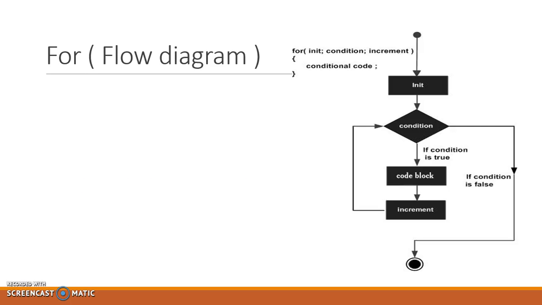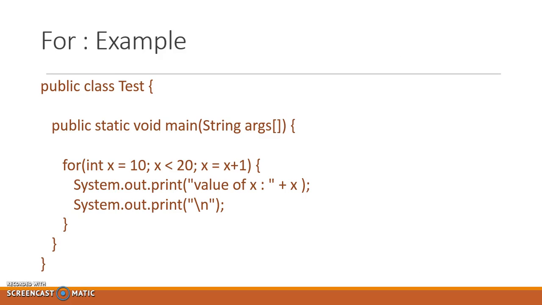The flow diagram of a for loop. First we have to initialize, then it checks the condition. If the condition is true, the body of the block gets executed. If the condition turns out to be false, it comes out of the loop. The example for the for loop is given below.